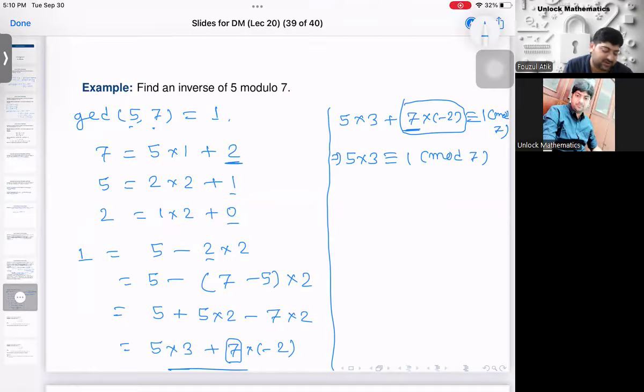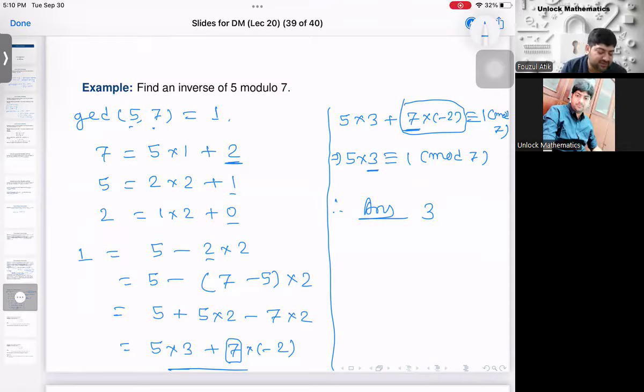Done. Now this is the definition of the inverse of 5 modulo 7. So what is the inverse? 3 is the inverse of 5 modulo 7. So the final answer is equal to 3. So 3 is an inverse of 5 modulo 7. I hope you understand. Clear?